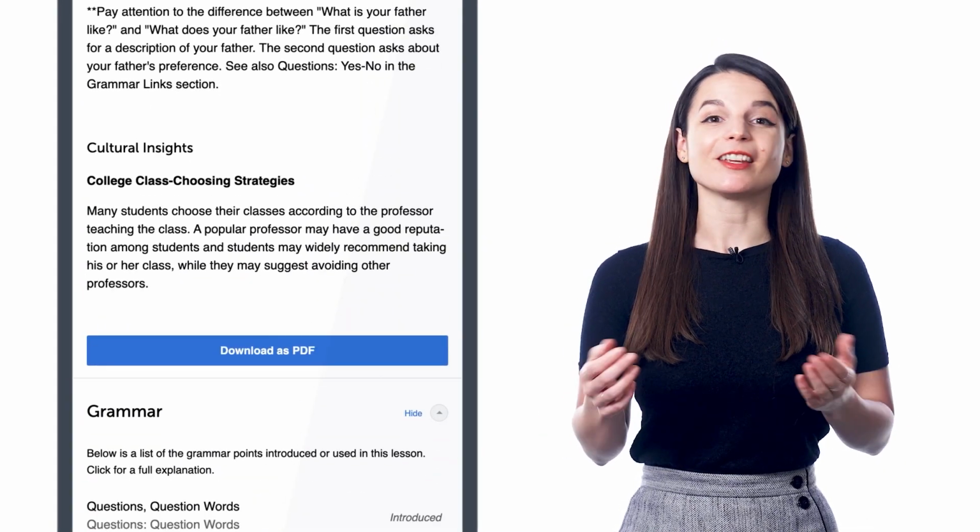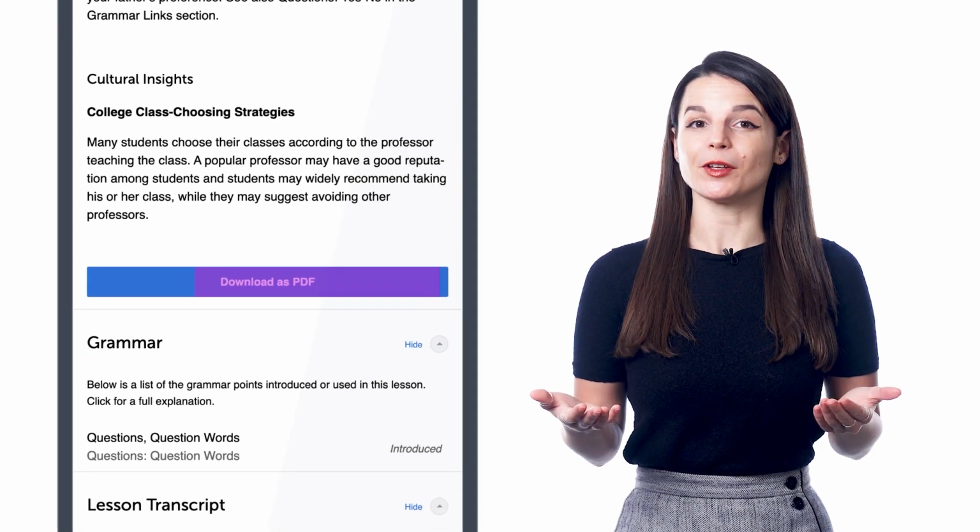You'll find the lesson notes in every lesson. You can also download the notes as PDFs and print them out. And there are 3 reasons why this basic study tool makes learning the language super easy.